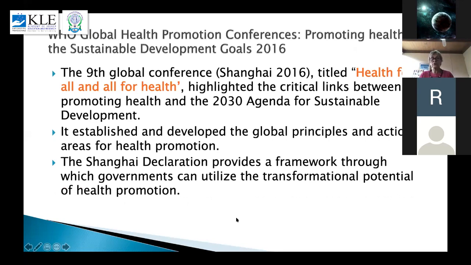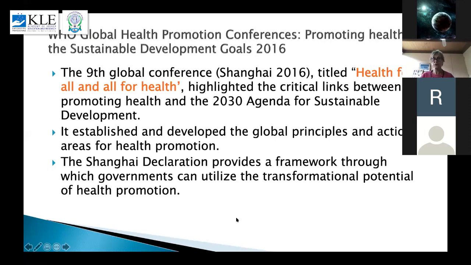In 2016, the WHO Global Health Promotion Conference was promoting health alongside the Sustainable Development Goals, and I hope people are familiar with them. I'll show you a slide in a moment. And they made this critical link between health for all and all for health. And that's what the Sustainable Development Goals do, highlighting the critical links between promoting health and a 2030 Agenda for Sustainable Development, which looks at a whole lot of issues, and we'll see those in a minute.